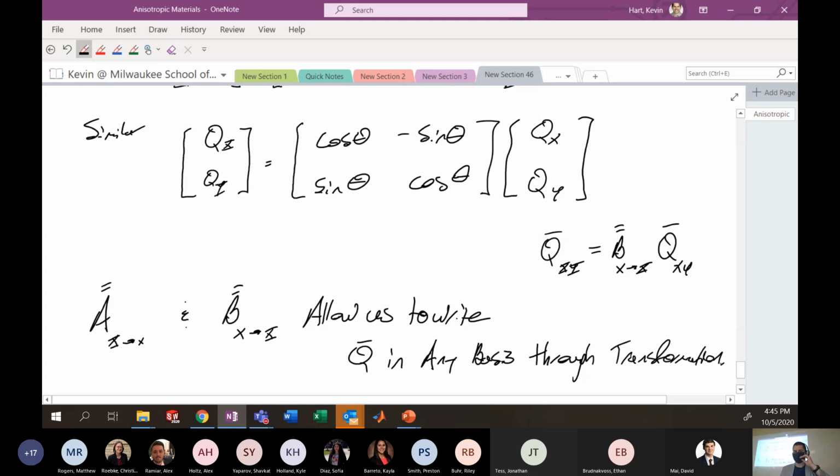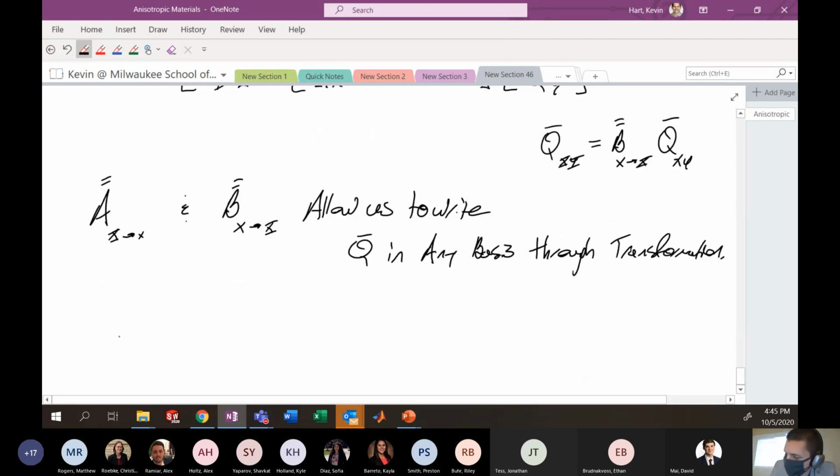Okay? Hopefully we're good on this. One thing we'll also note for these transformations is the inverse of A is equal to this B matrix. Okay, so we're going from one coordinate system to the next. That's the whole point.